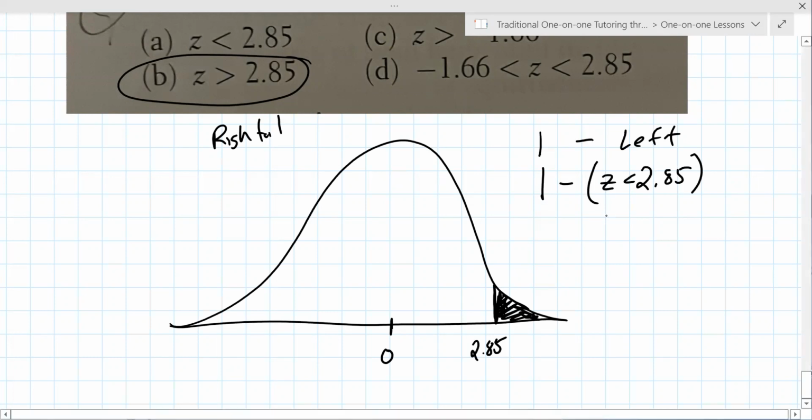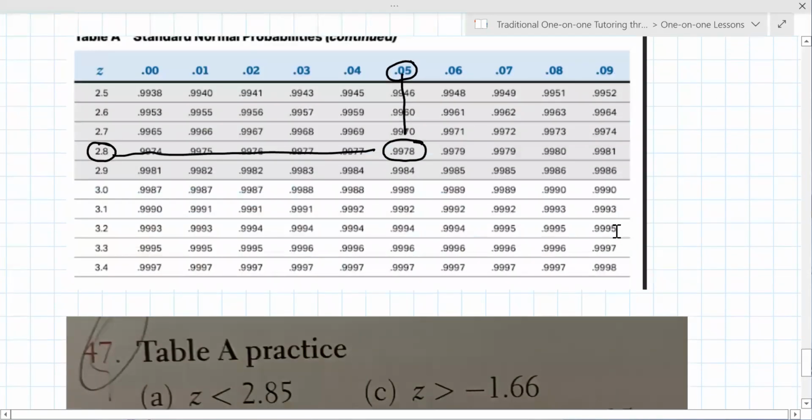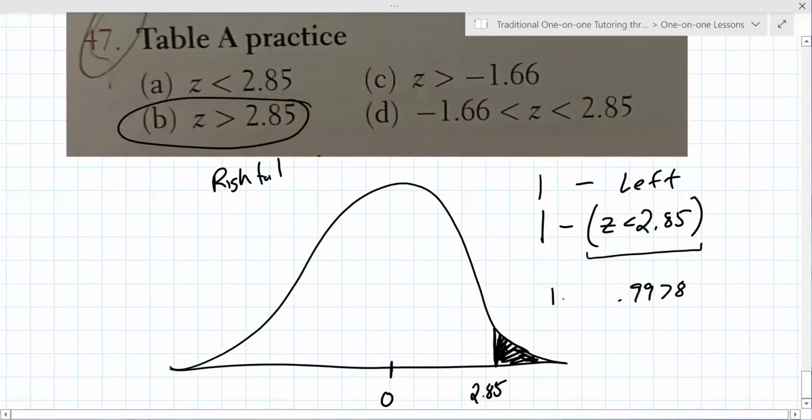So the number we just found, 0.9978, we're subtracting that from 1. And that's 0.0022. There's no way to get this number from the table that's reasonable. You always want to do these calculations. So here's what you have to remember from this problem. Whenever you're doing right tail, you're going to do 1 minus left tail. You're never going to do anything other than that. But if it's less than, like in part A, you just go read the table.